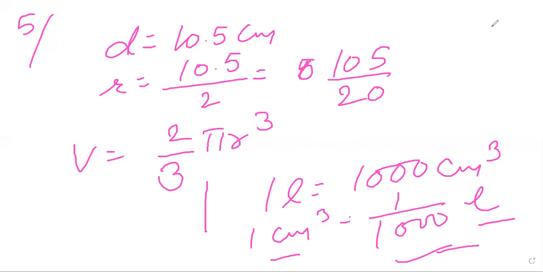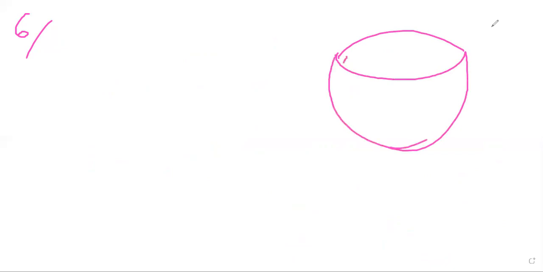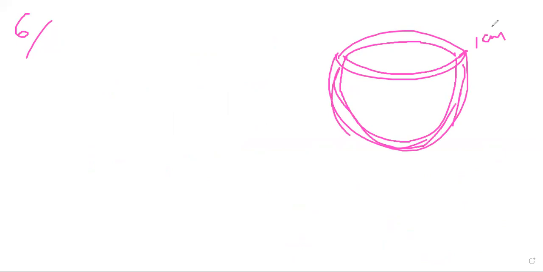Next question 6. A hemispherical tank is made up of an iron sheet 1 centimeter thick. Here you have been given a hemispherical tank. It's made up of iron sheet. So there will be the thickness of the iron sheet and its figure will be like this, where this thickness is given 1 centimeter. Where this is the iron sheet and its thickness is given 1 centimeter.